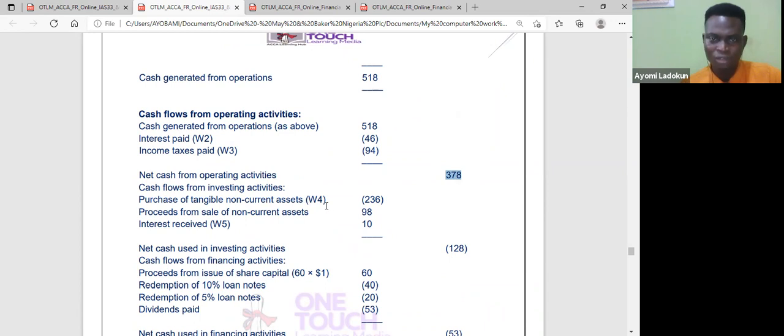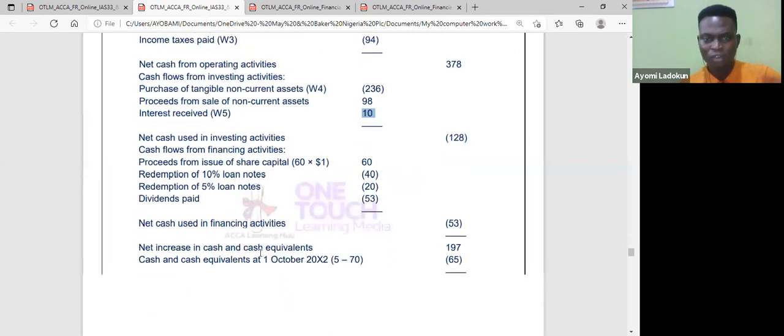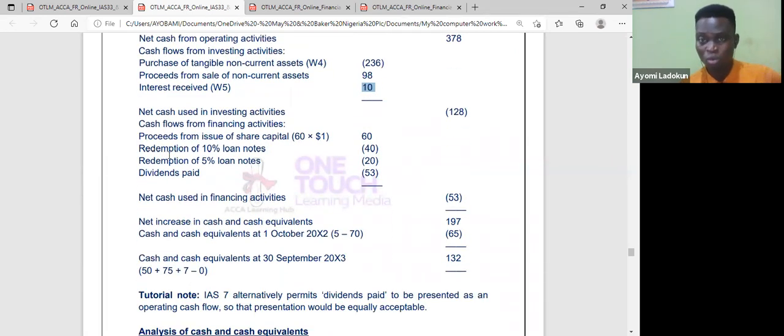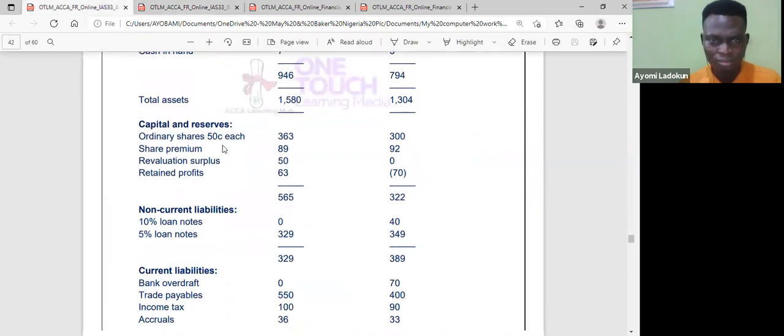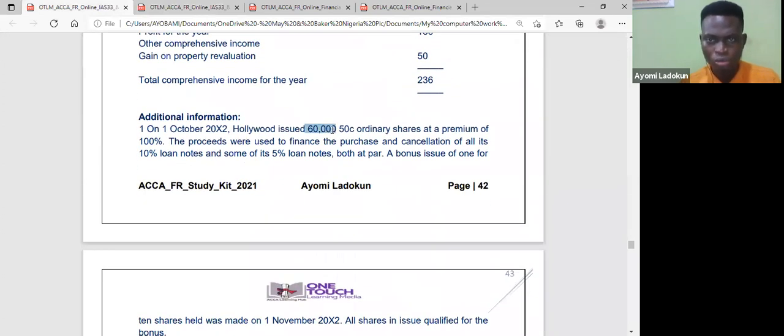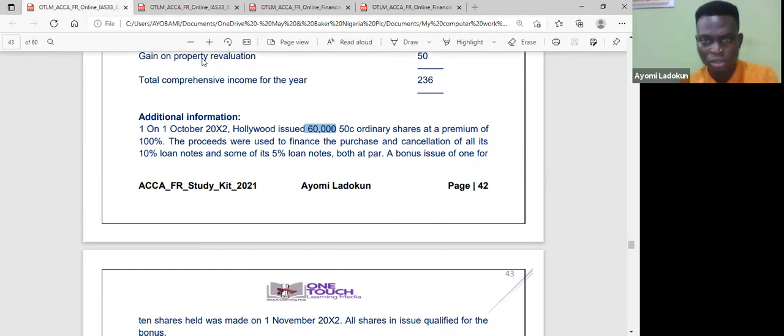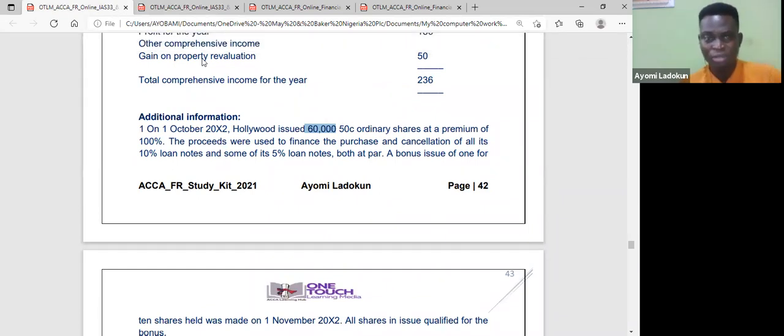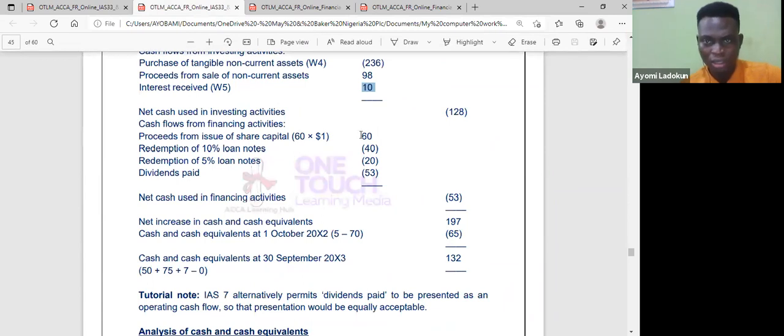Then you now do your investing activity. So it relates to non-current assets. So purchase of non-current assets, remember we did it in that working note, proceeds and interest received. Then for financing activity, that is what that working note 1 is talking about. So proceeds on issue of capital, it was 60. Let me show you that. So we issued share capital at a premium of 100%. Okay, so that's what we have there.